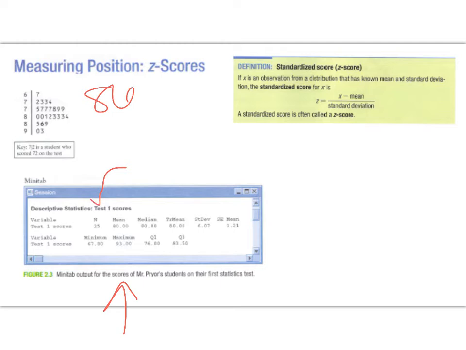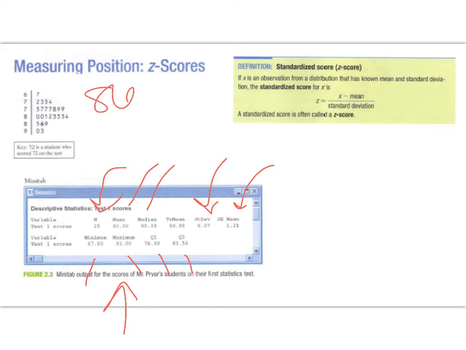So our first thing here, we have our N. Remember, N is sample size, so 25 tests. Then it gives us the mean. It gives you the median. And then it gives you what's called the trimmed mean. Then our standard deviation there. Standard error of the mean, we're not there yet, so don't worry about that. Then I've got minimum, maximum, my Q1, and my Q3. So it gives me my summary statistics. It gives me all that information.